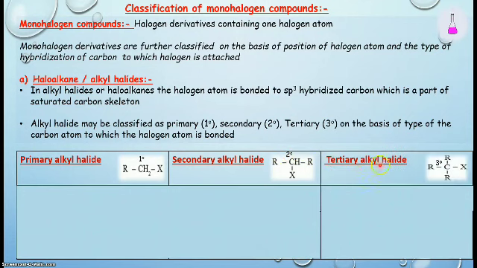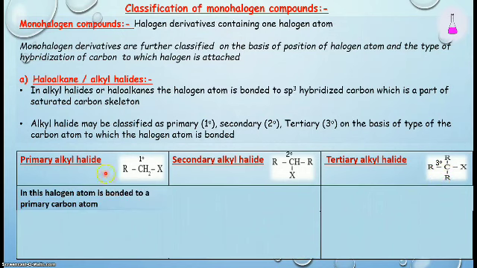And in tertiary alkyl halide, halogen is bonded to tertiary carbon atom. Why is it called a tertiary carbon atom? Because this carbon is bonded to 3 other carbon atoms.